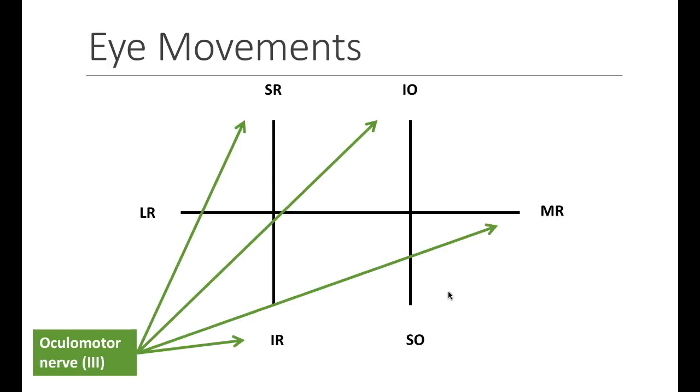Because it also supplies the levator palpebrae and the pupil, there is often mydriasis, causing anisocoria and decreased reaction to light, as well as ptosis. This patient does not have a full third nerve palsy, rather she has a partial third nerve palsy because there is still function left of her eye muscles.